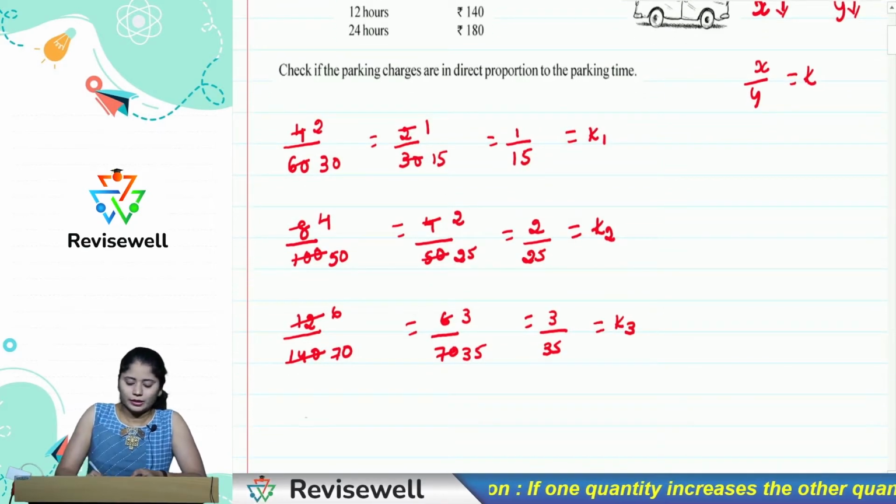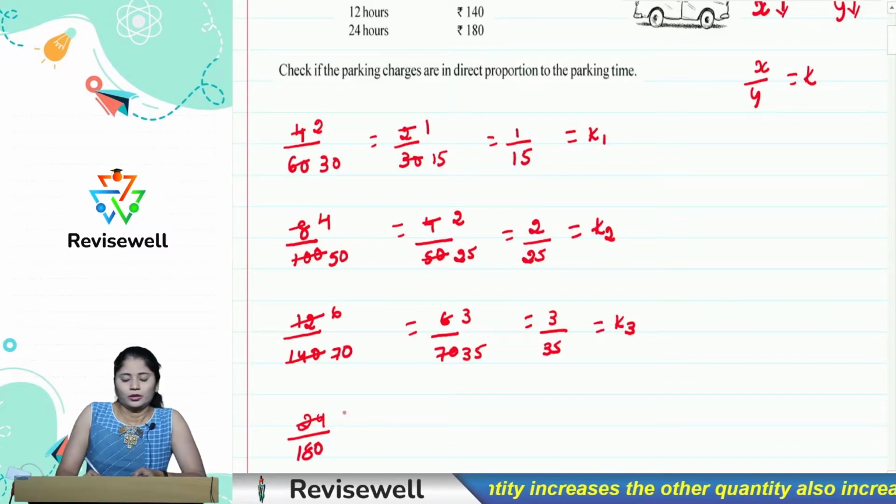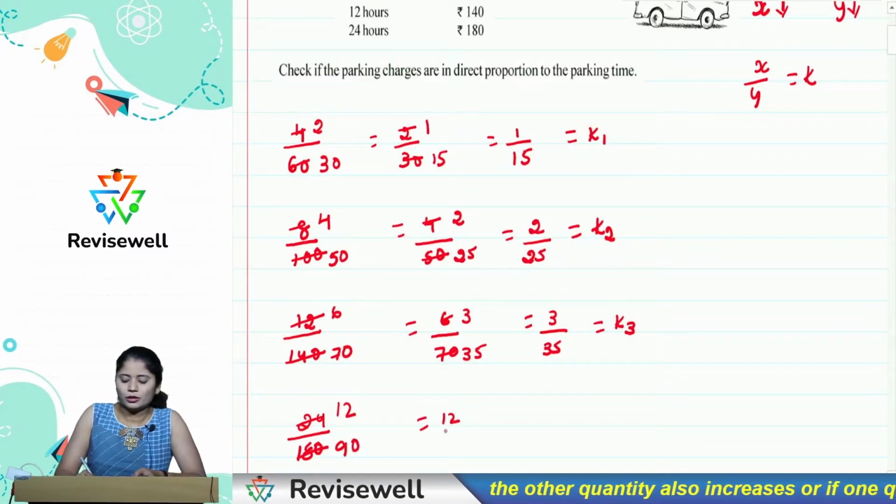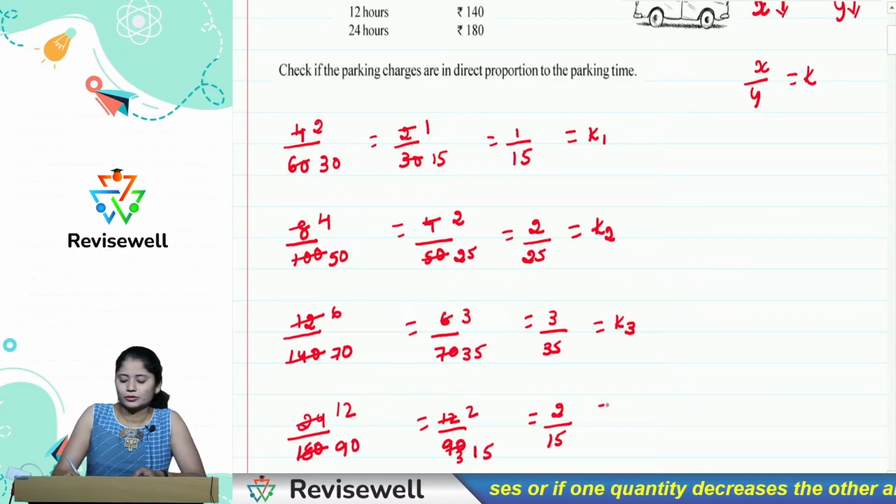Okay, next 24 by 180. So 2 1s are 2, 2 2s are 4, 2 9s are 18, cancel the zeros. So this is 12 over 90. 6 2s are 12, 6 15s are 90. So this is 2 over 15. Let me take this as constant K4.